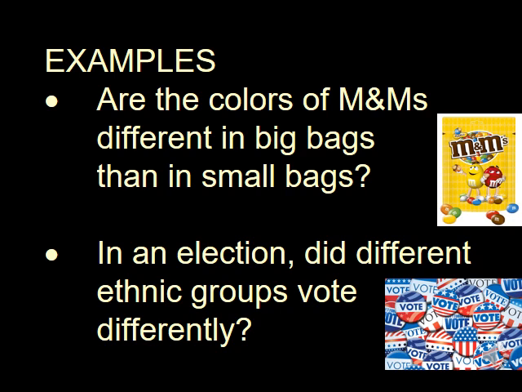Another question you might use a matrix chi-square test for would be if you wanted to know whether different ethnic groups vote differently. Is the distribution of Republicans and Democrats different among white people, black people, Hispanic people, etc.?